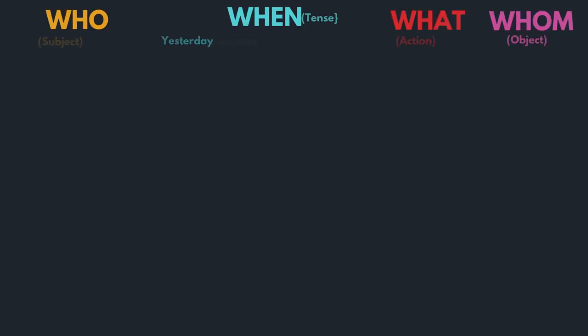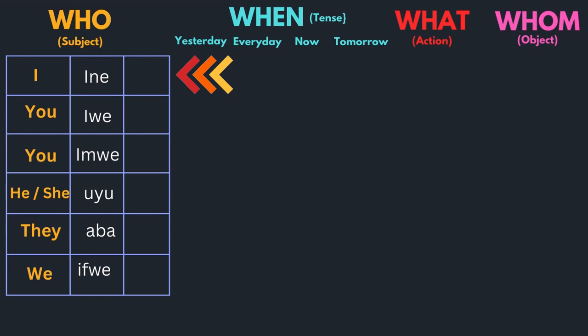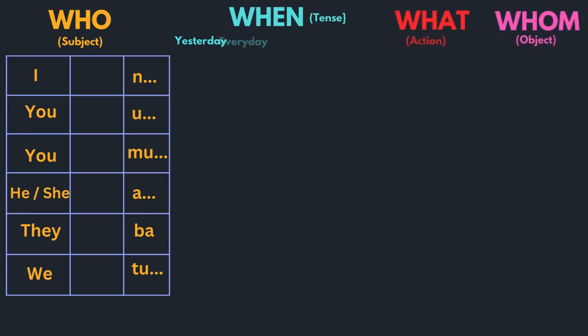Personal pronouns are I, you, singular, you, plural, he, she, they, we. In a sentence, each of these pronouns is carried by a shortcut.